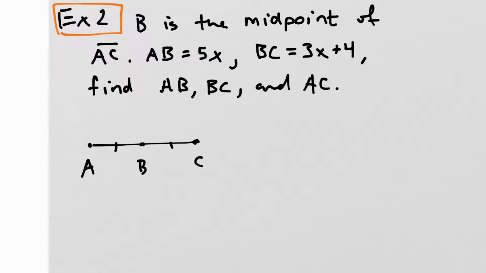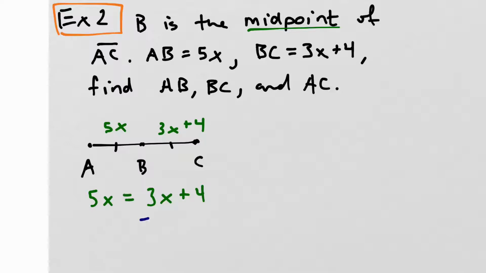So if AB is equal to 5x, that means this part is equal to 5x from here to there. And then BC, that's from here to here, that equals 3x plus 4. But since B is the midpoint, those have to be congruent, so I can set them equal to each other because those are distances. And I know they're distances because it doesn't have the bar over the top. So 5x equals 3x plus 4. And then I'm going to solve the equation. I'm going to get my letters to the left side and my numbers to the right side.